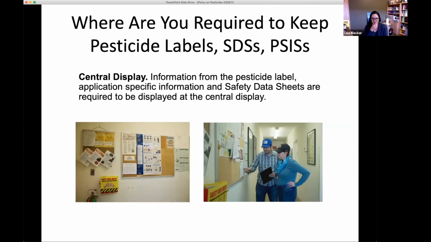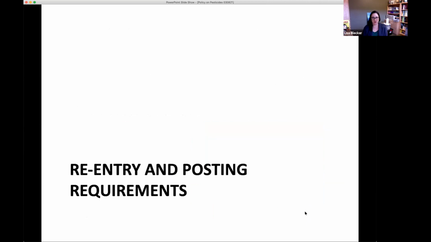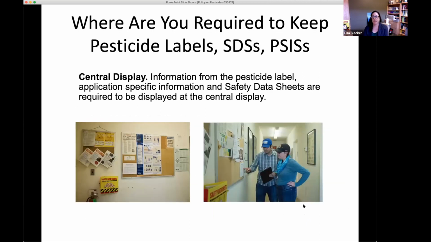So there are central displays, and you have to provide application specific information and safety data sheets. So I don't want to go into the nitty gritty details of this, but this is, let me see if I have another picture after this. No, I don't, of course not. There's application specific information, which is detailed in the pesticide safety information series.